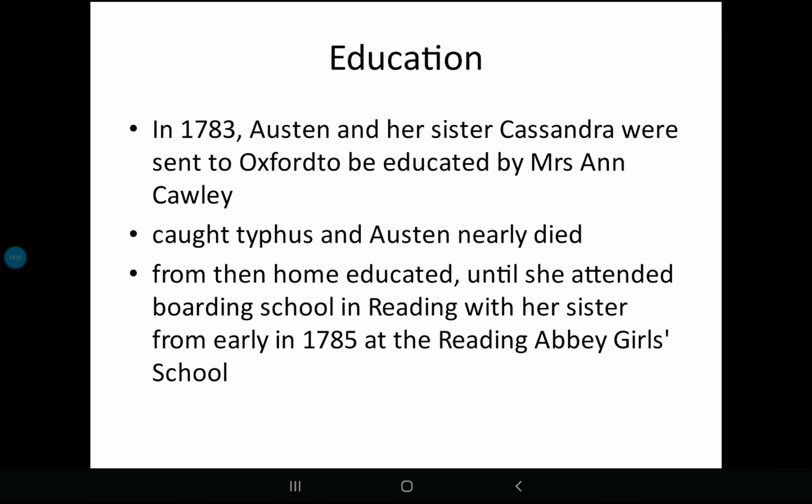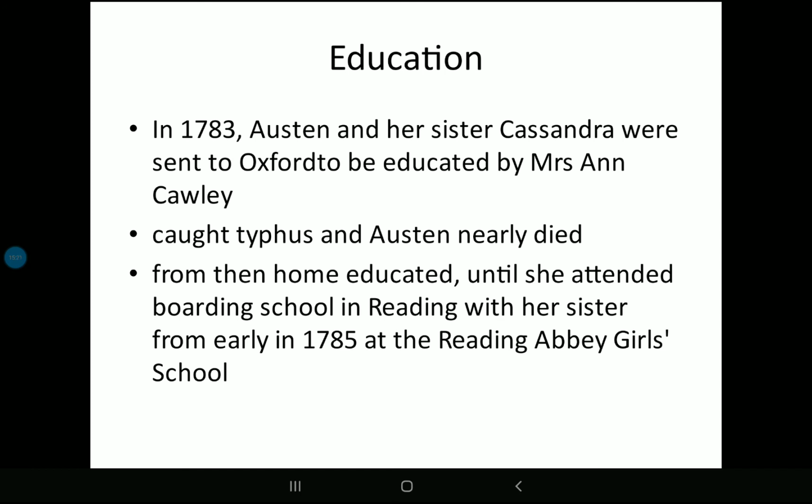Back in those days, it was not the priority, and people with a good financial condition sometimes sent their daughters and children to private tutors. So Mrs. Anne Cowley was one of those. When she was in Oxford, suddenly she was suffering from typhus, which was very difficult for Austen. She nearly died. Back in those days, common diseases were very deadly.